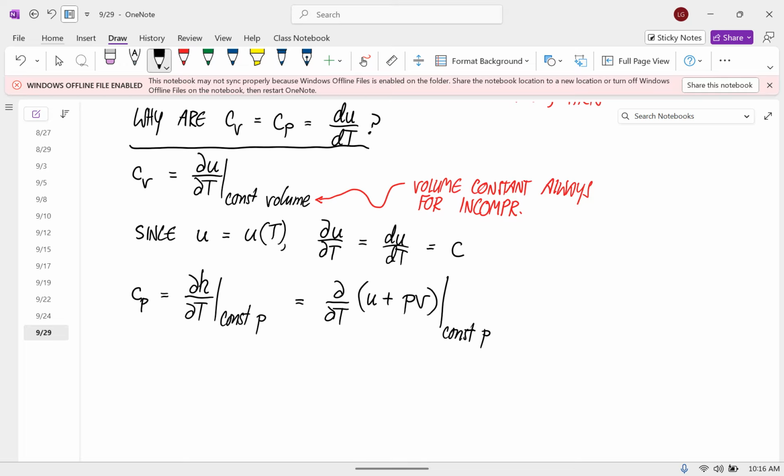And now we'll think about these separate terms.